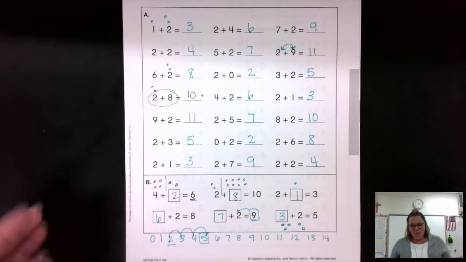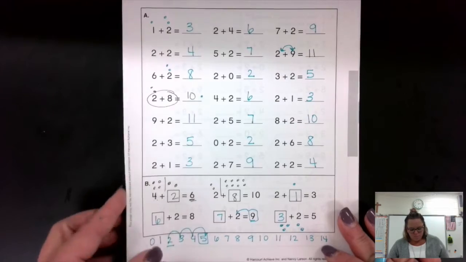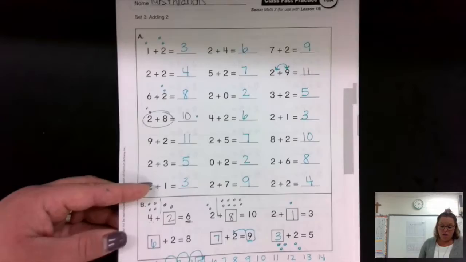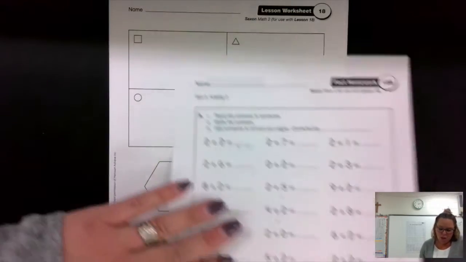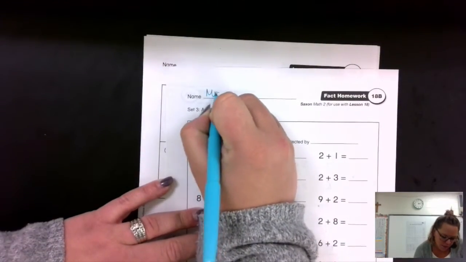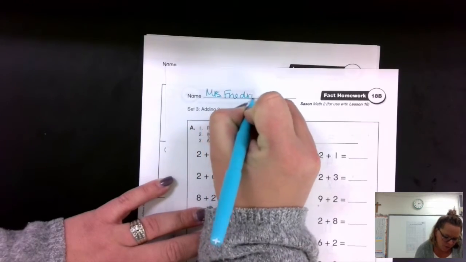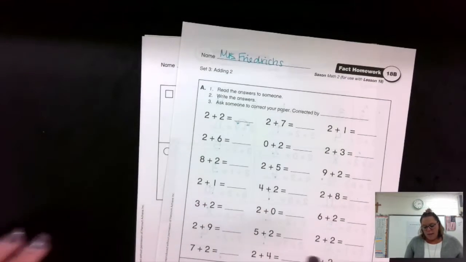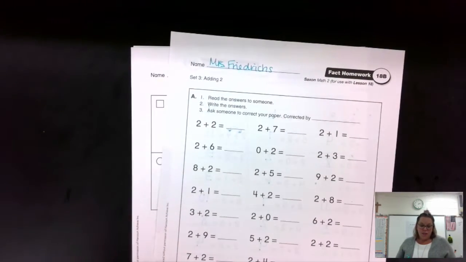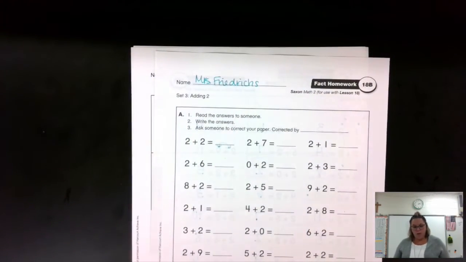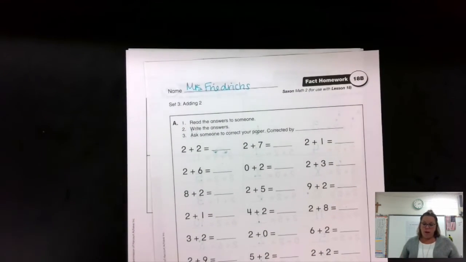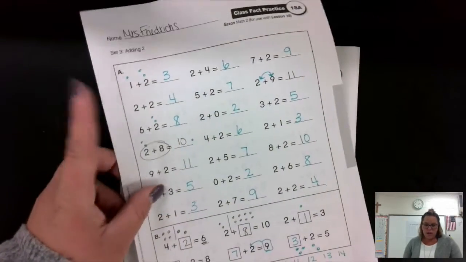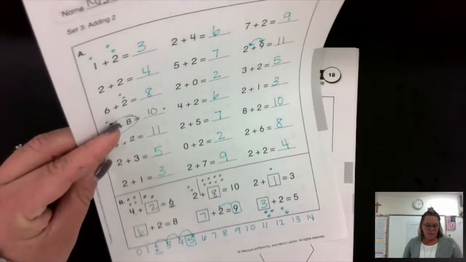Nice. So hopefully you've learned a lot of different ways that you can practice your work if you need to use those tools as you're getting better at memorizing them. Go ahead and make sure, please, that your name is on the back side so that you don't forget later. Read the answers to someone, write the answers, and then ask someone to go ahead and check over your work. If something is wrong, have them erase it, or you erase it and redo the problem. Feel free to use any of these tricks that I showed you this morning on the front side.